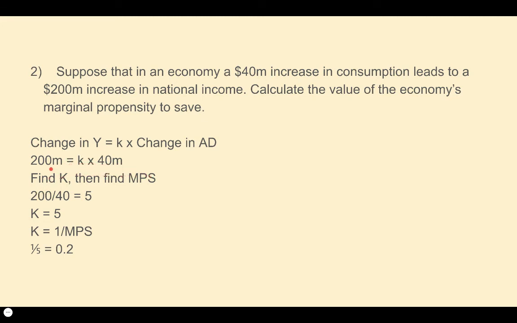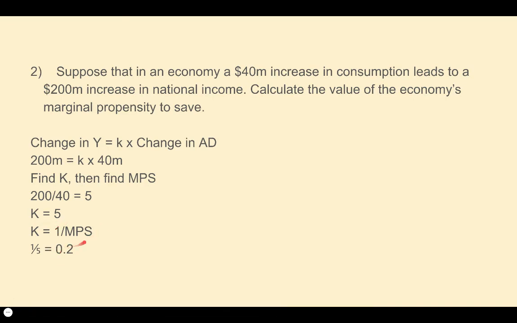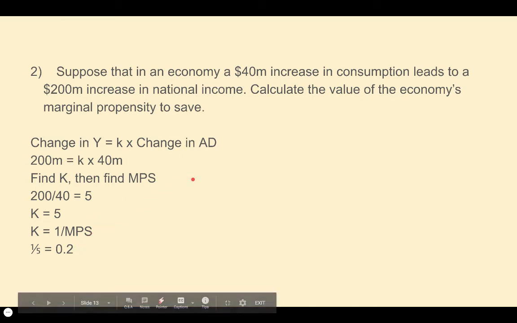So plug it in. 200 divided by 40 equals 5. So K equals 5. So K equals 1 over our MPS. So 1 over 5 is 0.2. 1 divided by 5 is 0.2. So we worked out K using these two parts here, and then we can use that to work out our MPS.